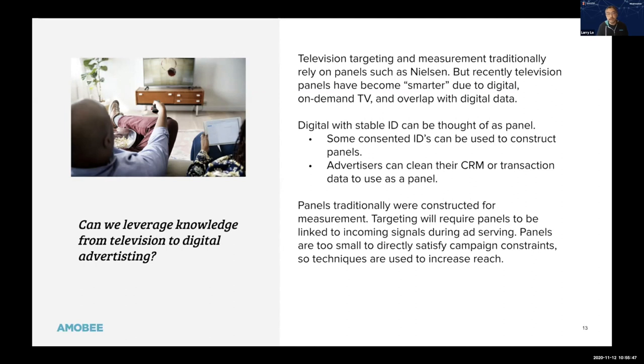And so we're taking some of that new TV panel technology and applying it to digital. You can also think that digital with any kind of stable IDs can be thought of as a panel. A panel in this case is a small population that has very representative data across different dimensions, right? Consented IDs can be used to do that. Advertisers can also clean up their CRM and somehow use that as a panel. And panel is traditionally good for measurement, but not so good for targeting. So we want to use some other techniques so that we can actually target users.